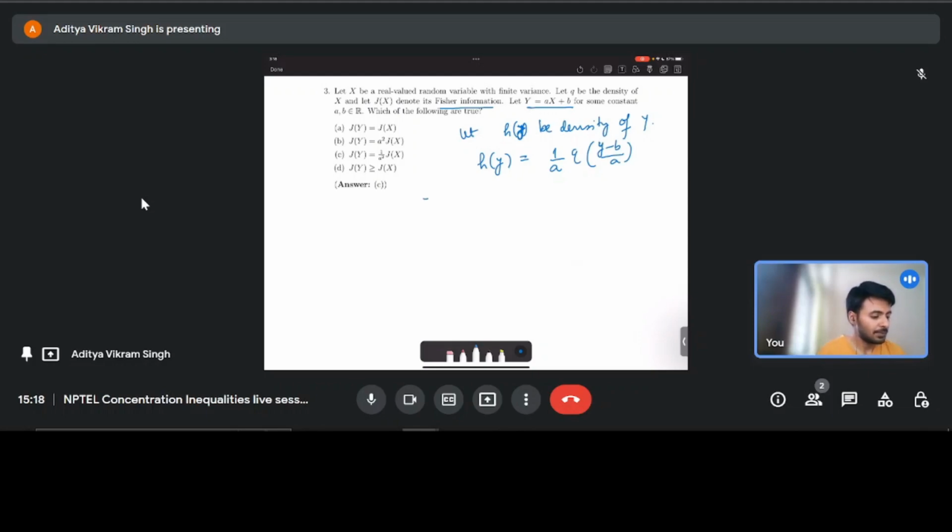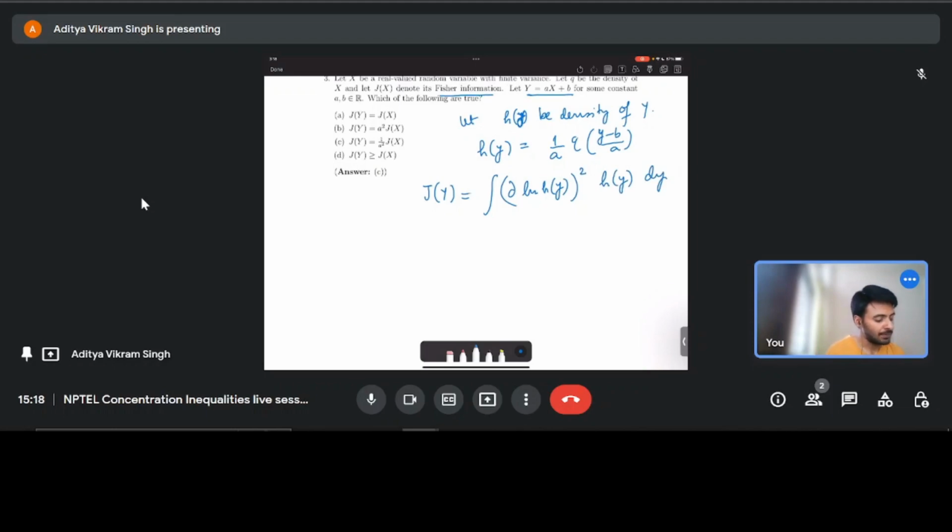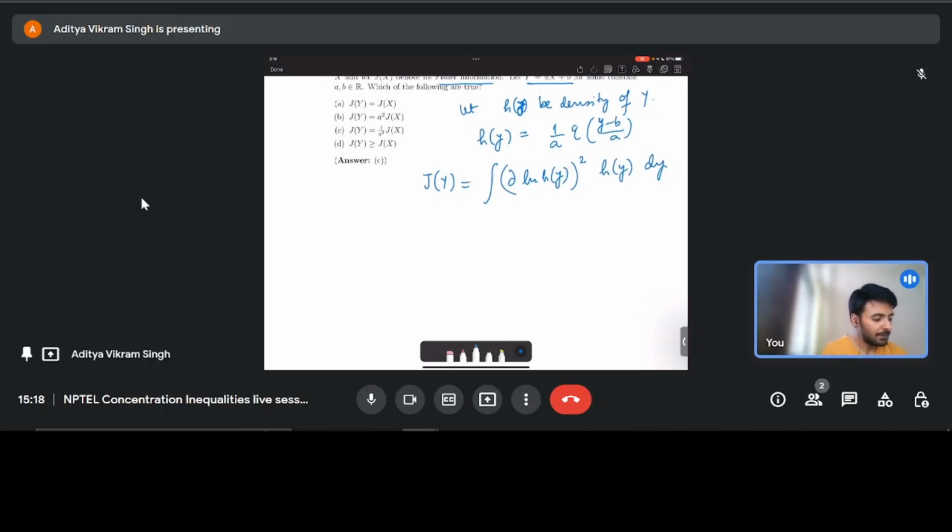Okay, and now what is J of Y? J of Y would be the derivative of ln h of y, the whole square, times h of y dy. This is just a formula, where this derivative is with respect to y. So now let's just substitute.